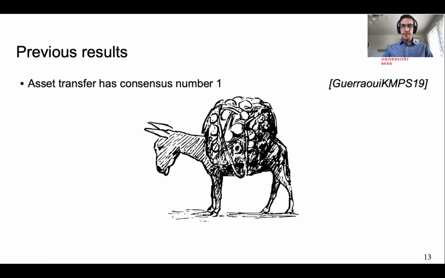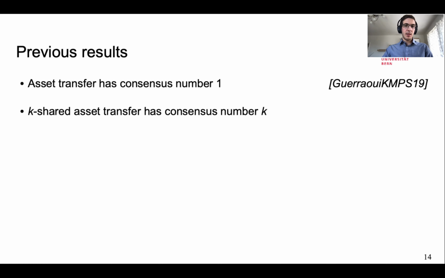Moreover, this paper shows that a k-asset transfer problem has consensus number k. What this means is that if we have an application where up to k people share an account, then these k people have to agree on the total order of their transactions.